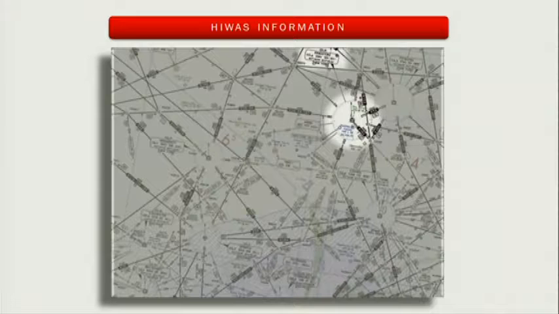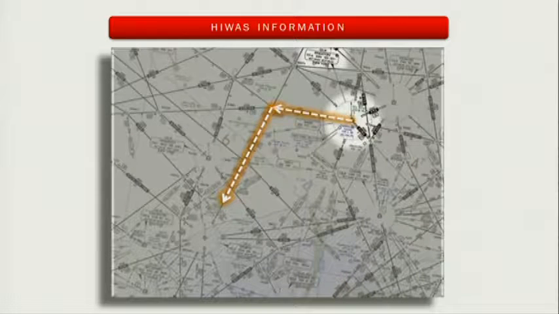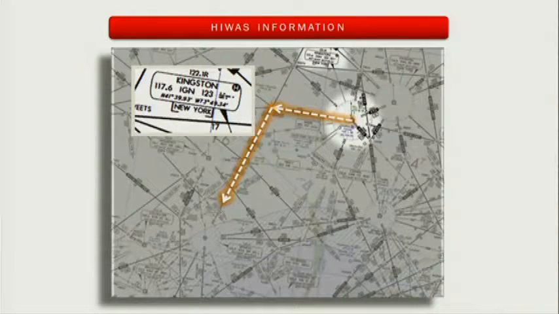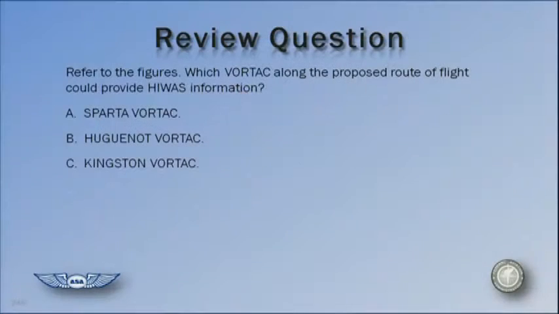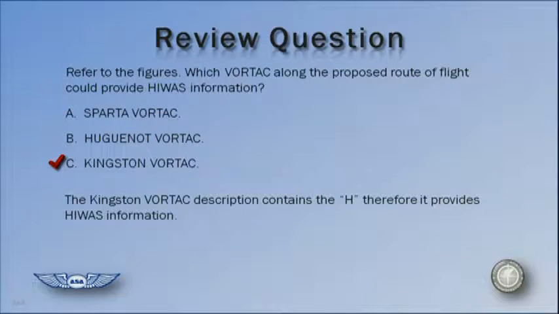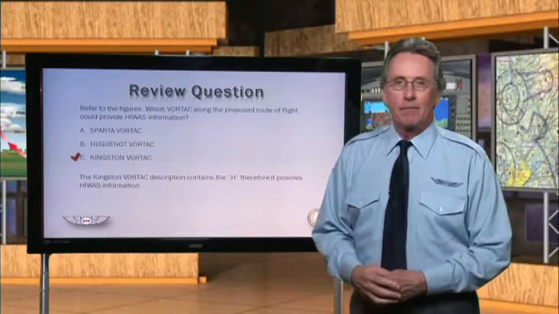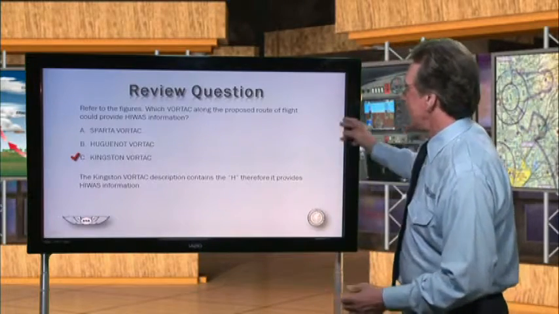Well, there's Kingston up here. We have our flight path. Zoom in on that Kingston. We see an H in the upper right-hand corner there that indicates HIWAS capability. So we go back to our question, which is it? C is the correct answer. The Kingston VORTAC description contains the H, therefore it provides HIWAS information. All right, let's go to another topic.